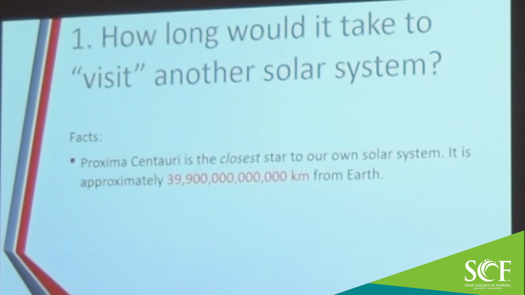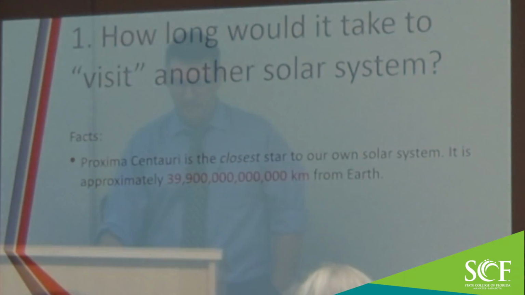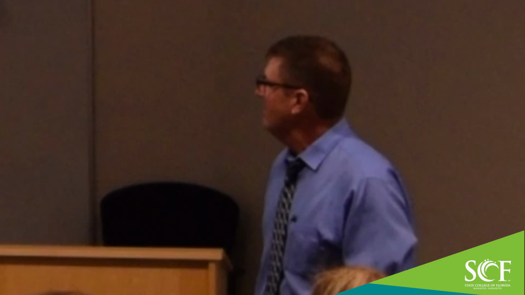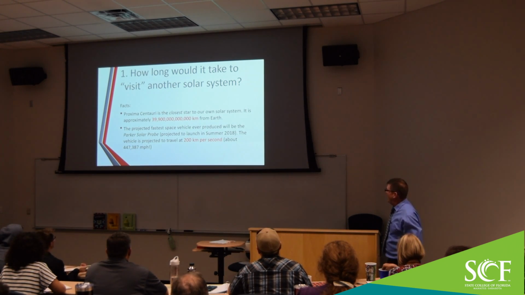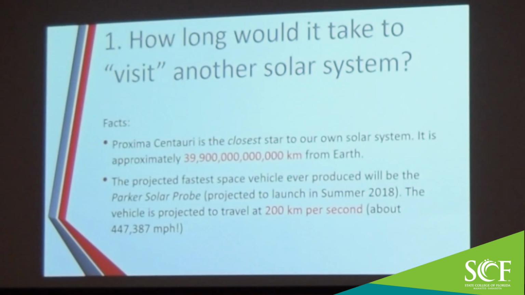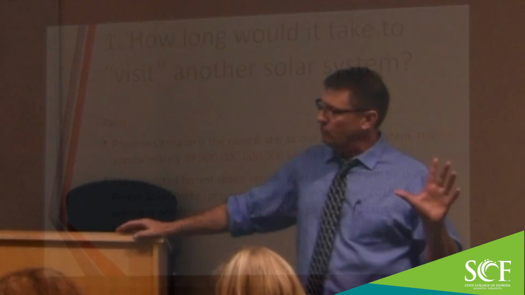Now, the question is, how fast are we going? The projected fastest space vehicle ever produced will be, should have already happened, but we of course had delays, the Parker Solar Probe. And it's going to launch this summer. It's projected to travel at 200 kilometers per second. That's about 447,000 miles per hour.